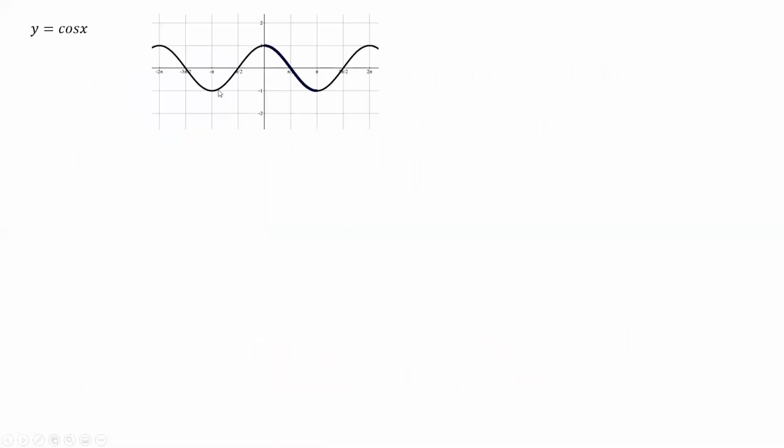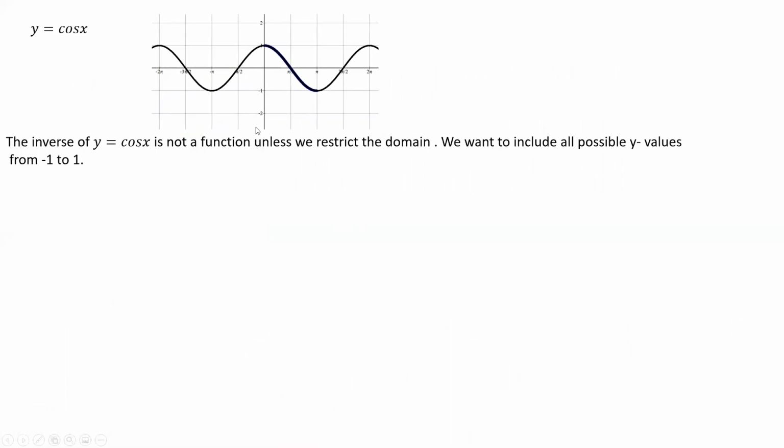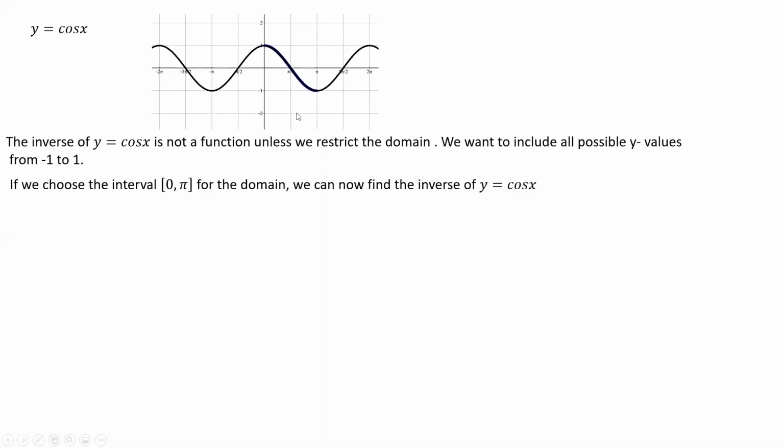Let's try cosine. The original graph of cosine looks like this. We have the same problem finding the inverse as we did before. The original does not pass the horizontal line test. So when we try to switch x and y values, it will not pass the vertical line test. So we need to restrict the domain again. We're looking for all the positive y values and all the negative y values, but we only include them once. So we're going to choose the interval from 0 to pi, and now we're going to find the inverse.